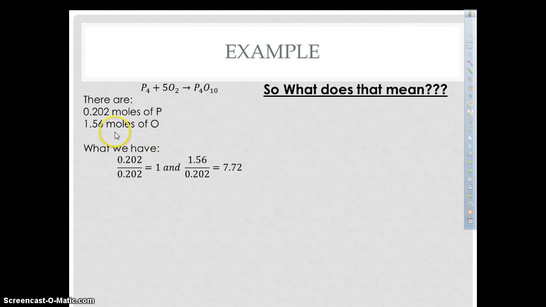So what we do to simplify these numbers a little bit is divide each number by the number that is the smallest. So in this case, I have 0.202 is my smallest number, so I will divide each number by that.